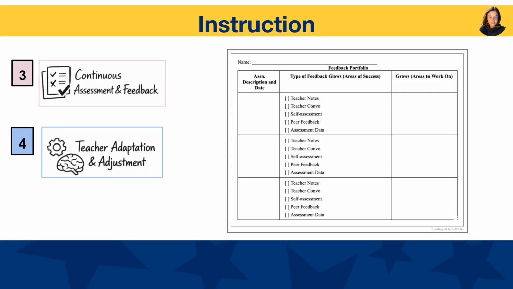On the right, you will see an example of a feedback portfolio. This is a simple way students can track their progress over time. They can collect feedback from different sources, like their family partner, educator comments, self-reflection, peer feedback, and assessment results. They can organize it into glows, what's going well for them, and grows, what they can continue to work on. This helps students take ownership of their learning.